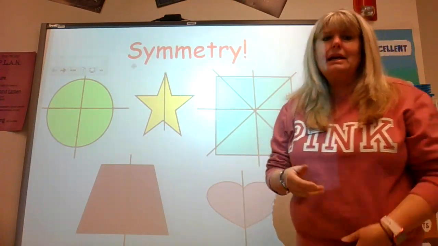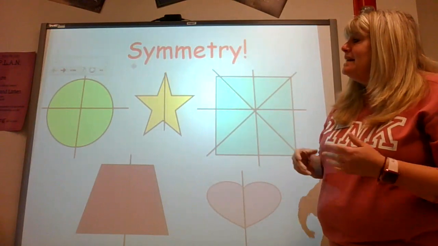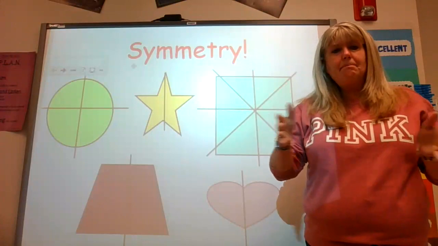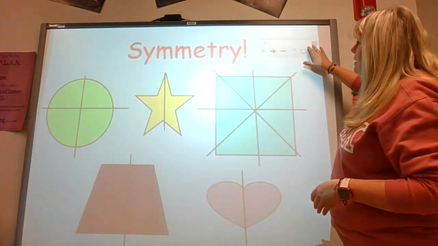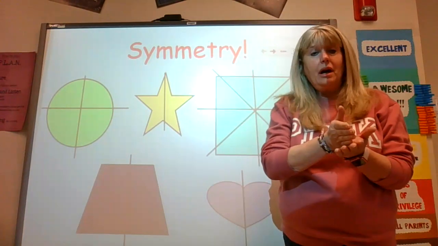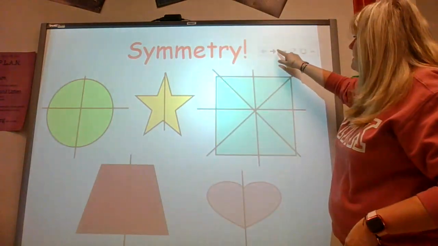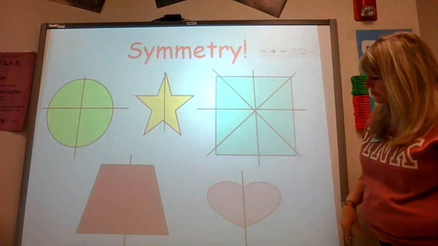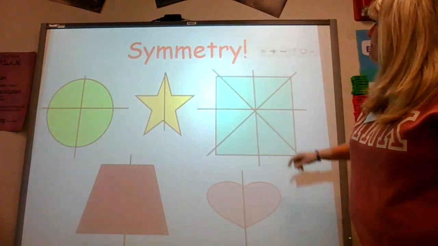So your lesson today is about symmetry. And if you look at this picture right now, you can see symmetry is all about, what does it look like? Is it a mirror image? Is it the same on one side as the other? And if you cut the object in half, is it going to be the same? So let's look and see. We have a circle here, we have our star, we have our square, we have our heart, and then we have a trapezoid.